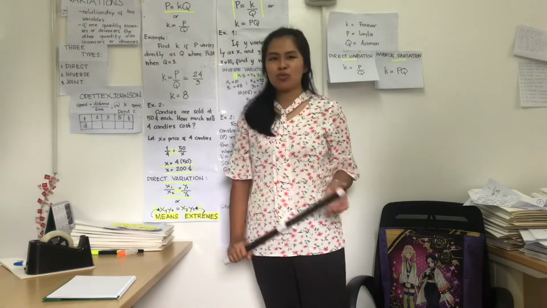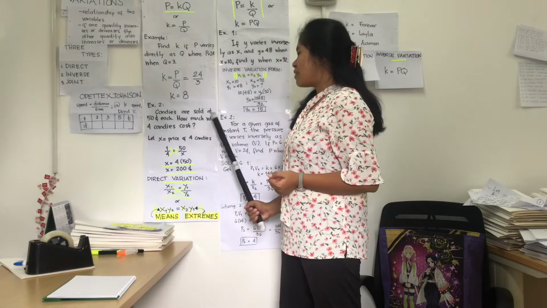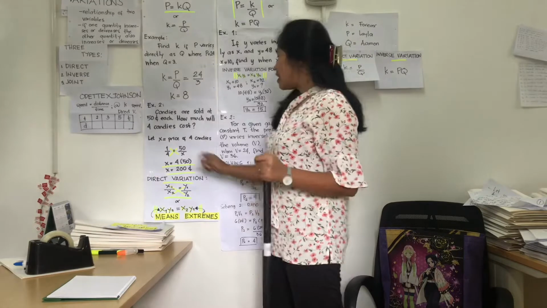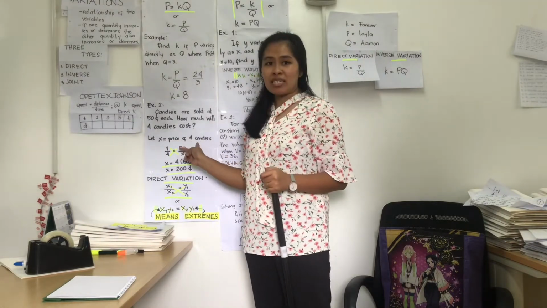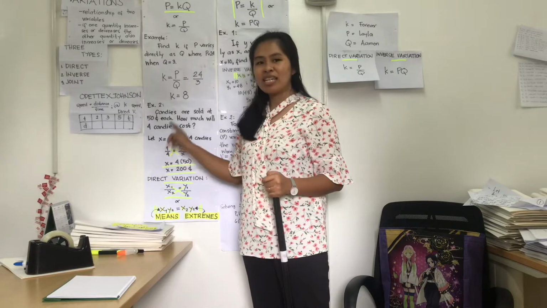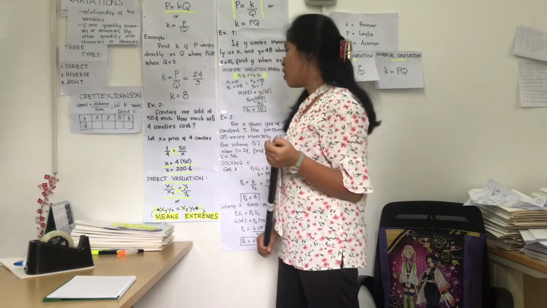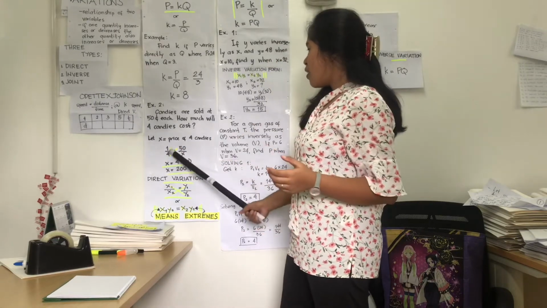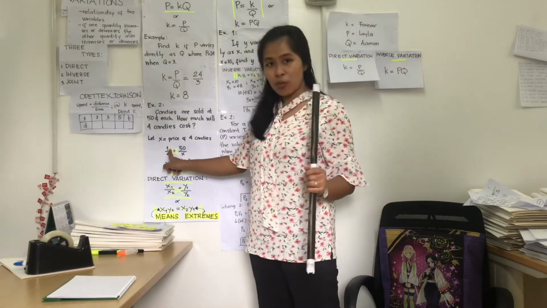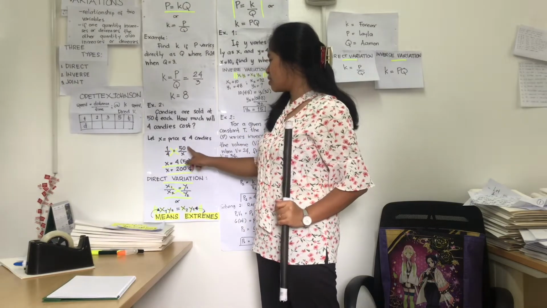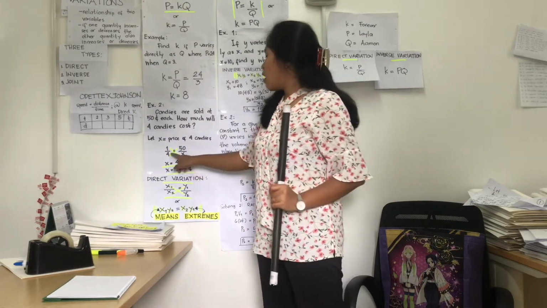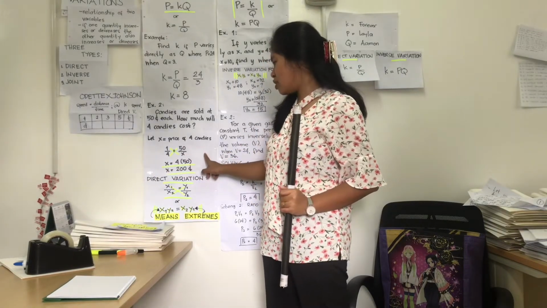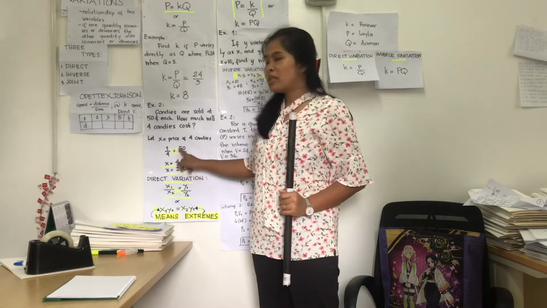For example, number 2. Candies are sold at 50 centavos each. How much will 4 candies cost? Let X be the price of 4 candies because we are asked to find X. So this is a working equation. For one candy, it costs 50 centavos. For 4 candies, it costs how much in centavos? So we do cross multiplication.